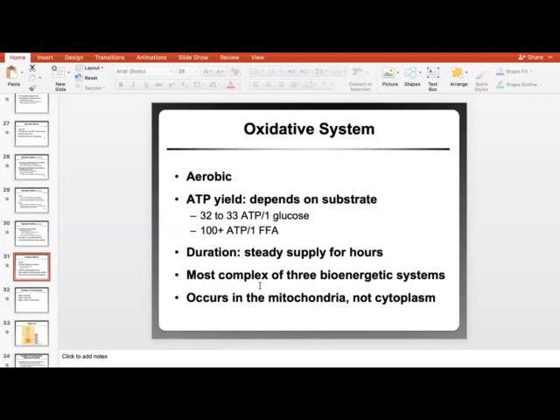And that's where we come to the oxidative system. And the oxidative system, as it seems to imply, uses oxygen. You need to have oxygen to break down ATP. This is an aerobic system. So now this is where I would want to train Morgan.